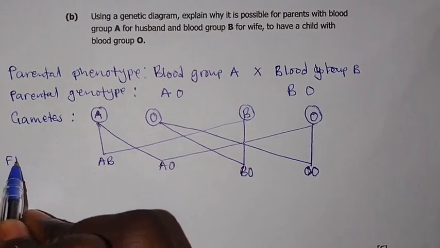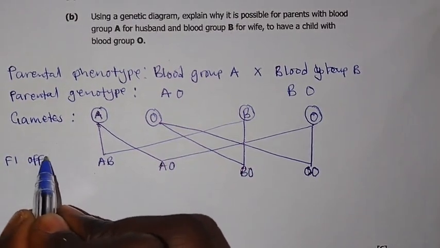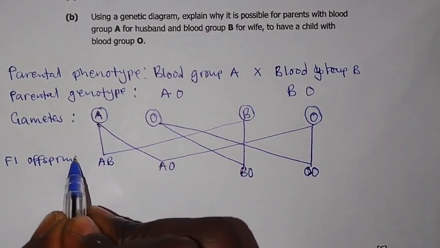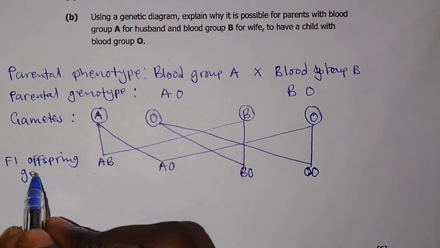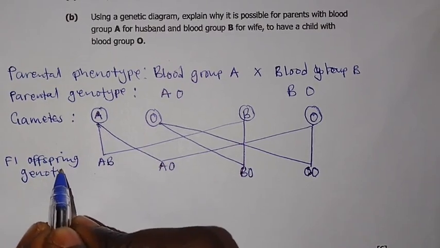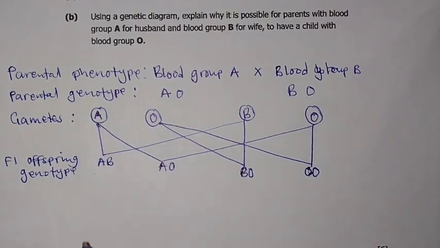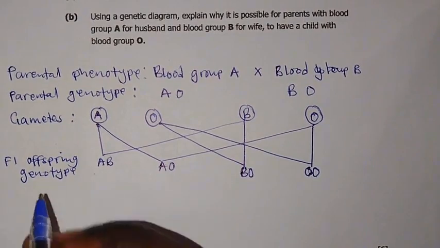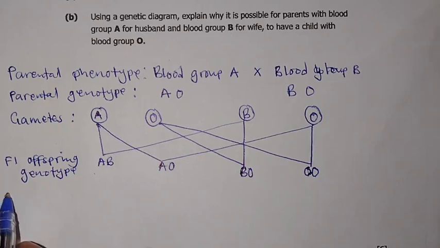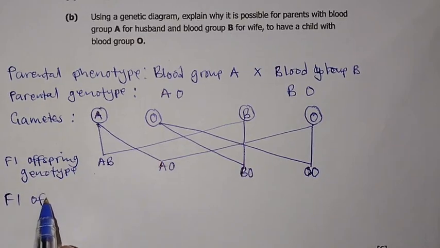So this that we have, this is now, I can write, the F1 offspring genotype. Okay, so after coming up with the F1 offspring genotype, then we can also write F1 offspring phenotype.